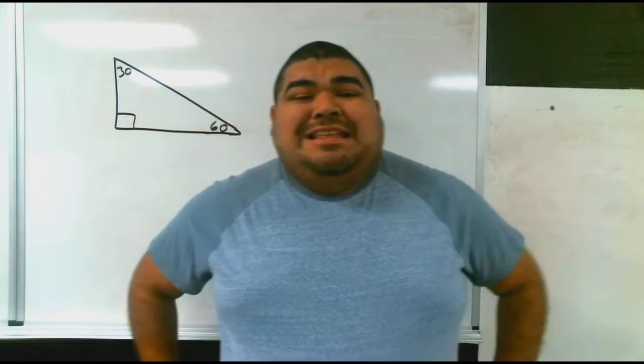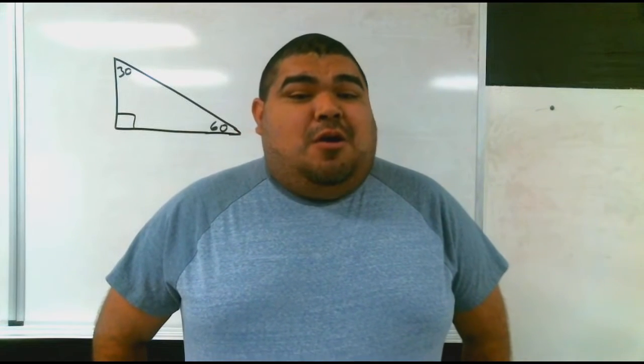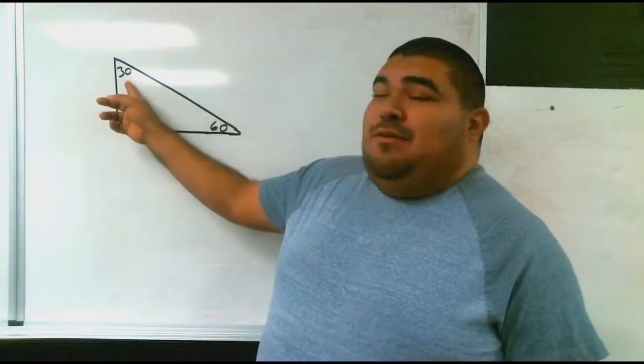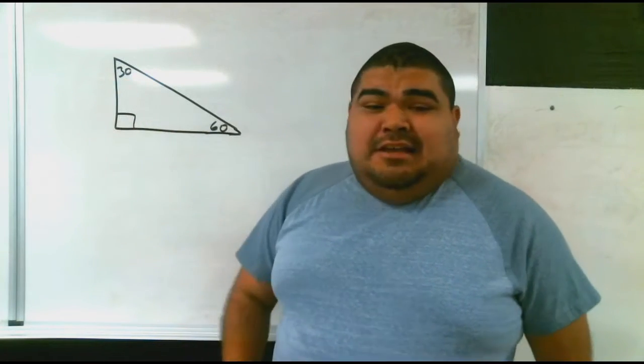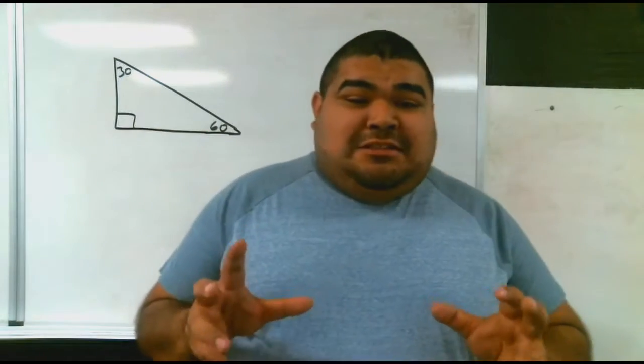Today, we are dealing with triangles that are 30, 60, 90. Okay? That's what they are called. Hint, hint. They are called that way because they have an angle that is 30, an angle that is 60, and an angle that is 90 degrees. Okay? Here's the rule to these kind of triangles.